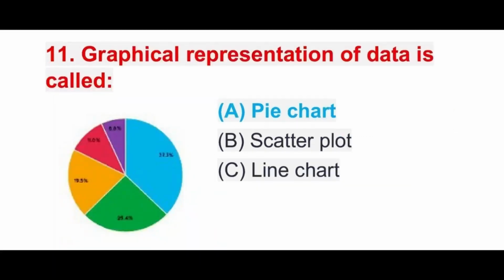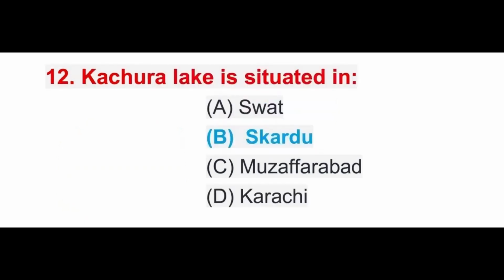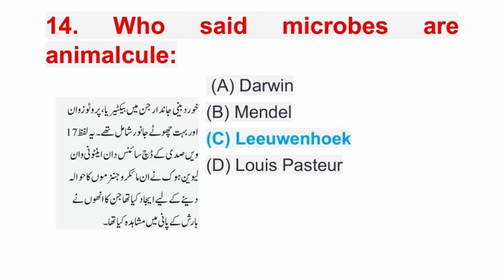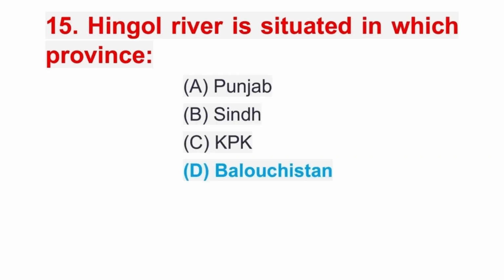Question number 11. Graphical representation of data is called pie chart. Question number 12. Kachra Lake is situated in. That answer is Skardu. Question number 13. Phases of the moon occur because. Answer is we can see only that part of the moon which reflects light towards us. Question number 14. Who said microbes are animalcule? Leeuwenhoek.